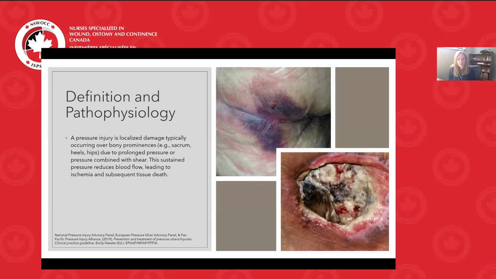A pressure injury is a localized skin damage that's occurring over a bony prominence or over an area that has been exposed to prolonged pressure, and it's usually combined with shear also. This sustained pressure can reduce blood flow, leading to ischemia and subsequent tissue death. What the pressure and shearing are doing is closing down those capillaries, which is preventing blood flow to the skin.